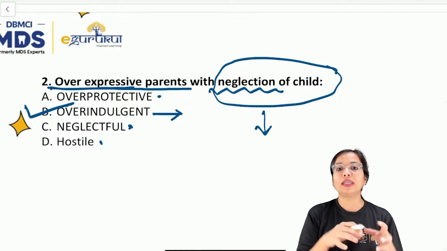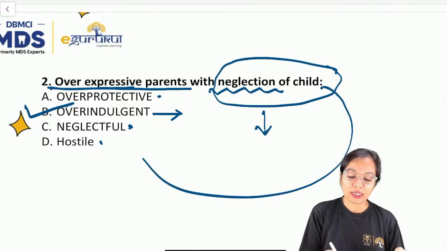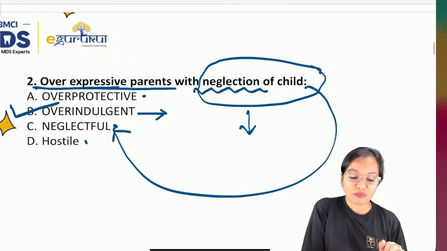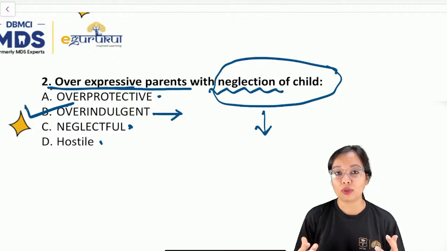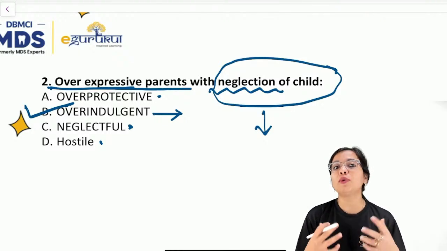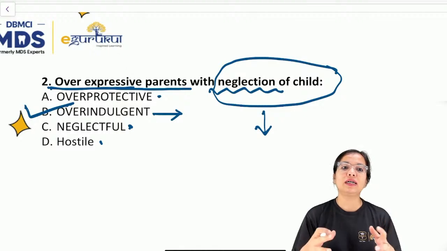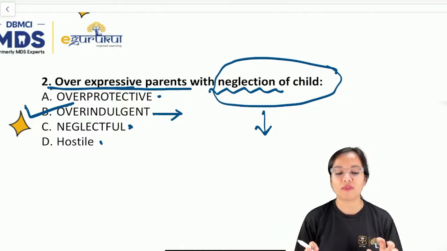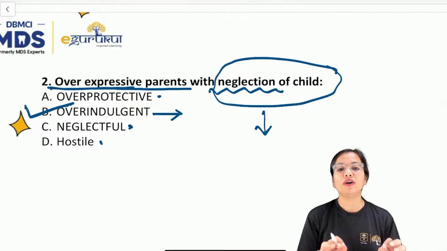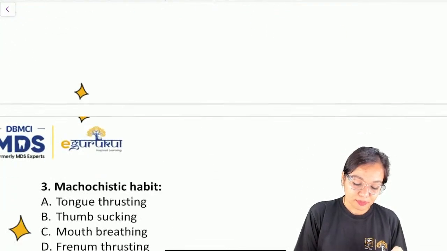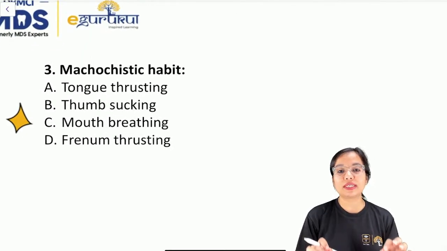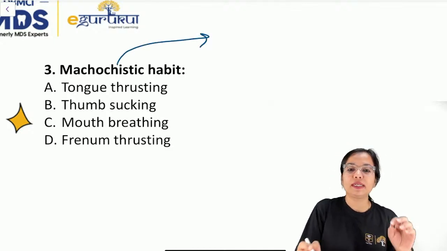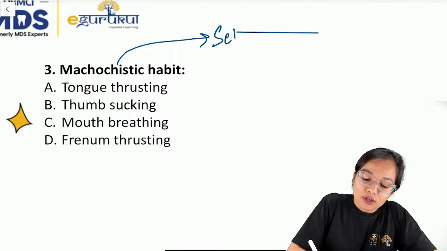They've given the word neglection of the child so that you come directly to neglectful, but that's not the case. When they say over expressive, that means somebody who is excessively giving the child more than he demands, and that in turn results in neglection of the child's development. That's why the answer should be overindulgent. Clear? The third question they had asked was, masochistic habit is which of these? So what is a masochistic habit? It is the one that is self-inflicting or self-injurious.